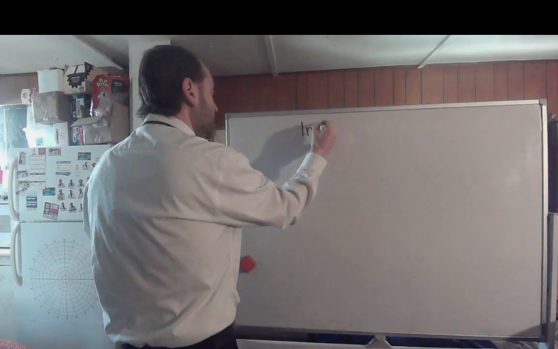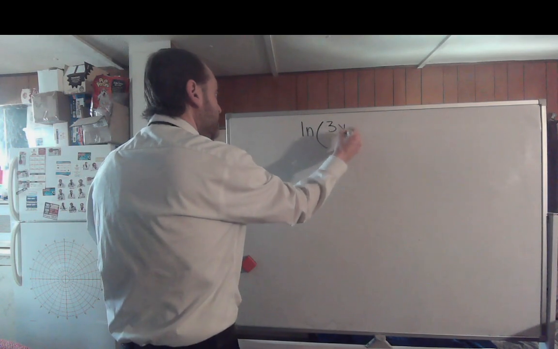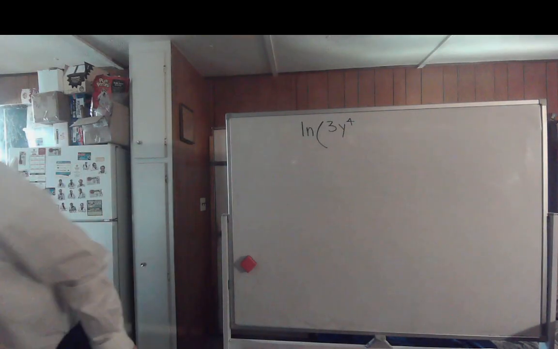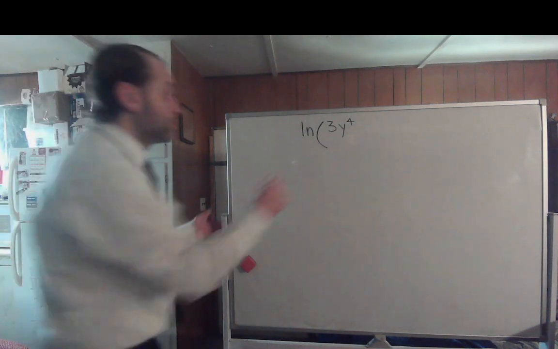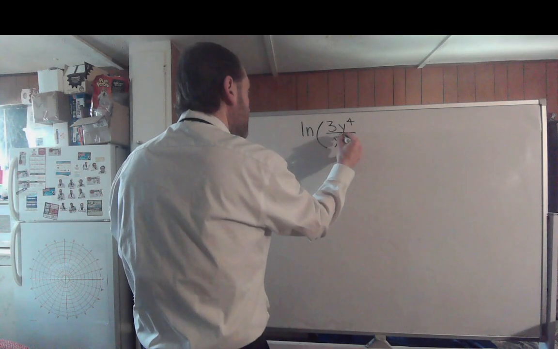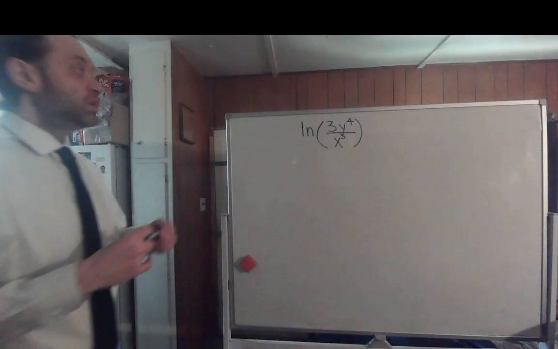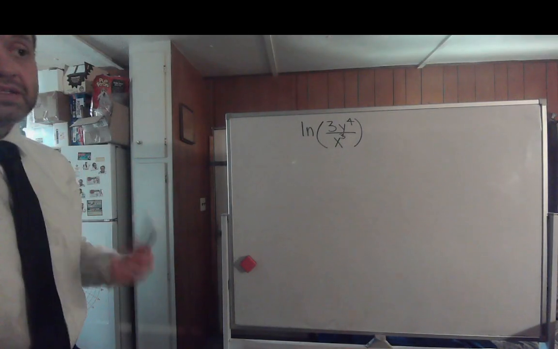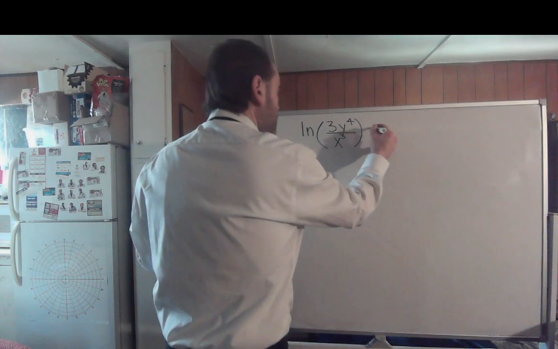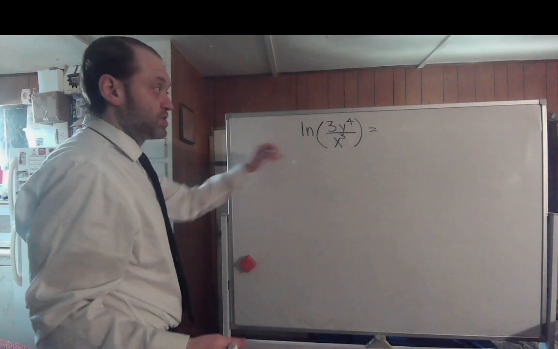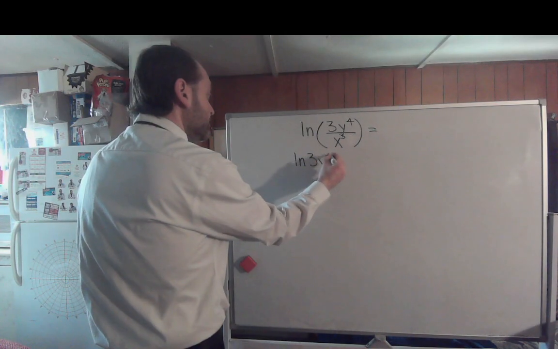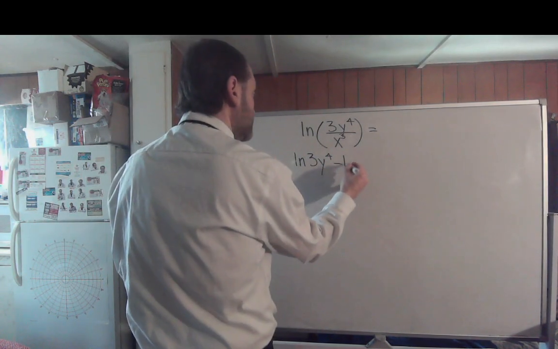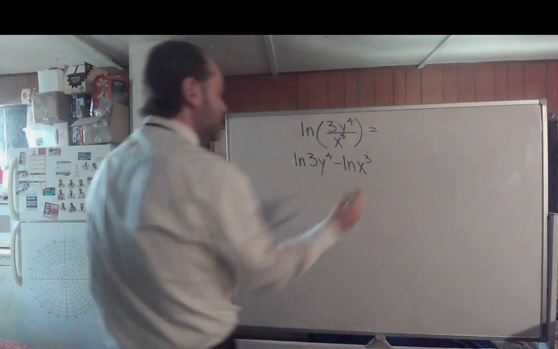All right. We have the ln of 3y to the 4th over x to the third. So we have the natural log of 3y to the fourth over x to the third. Well, we have a quotient rule to start with, so this would separate into the ln of 3y to the fourth minus the ln of x to the third.